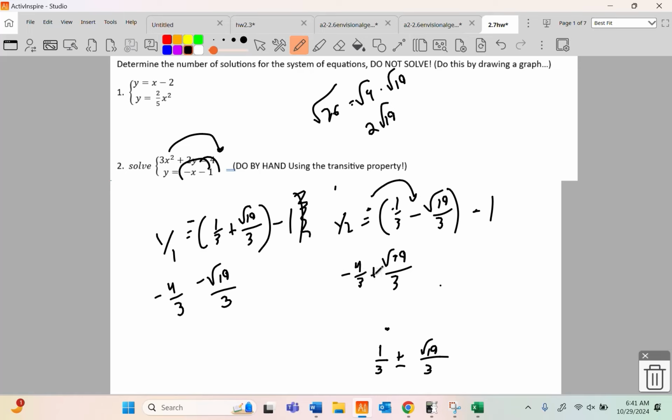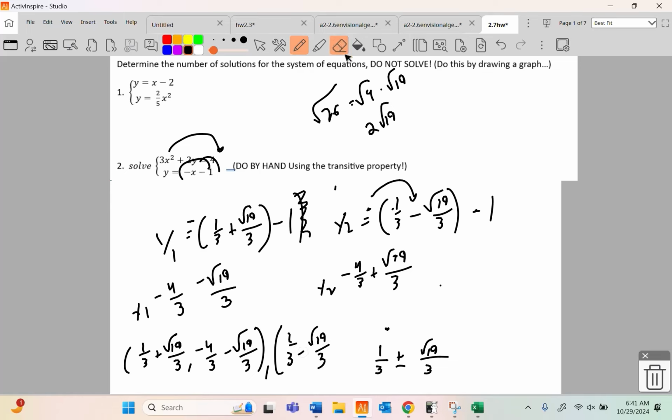Now I have my ordered pairs. I had a third plus root 19 over 3, comma, the y value for that one was negative 4/3 minus root 19 over 3. That's one ordered pair. The other ordered pair happened when I did a third minus root 19 over 3, and I got a y value of negative 4/3 plus root 19 over 3.